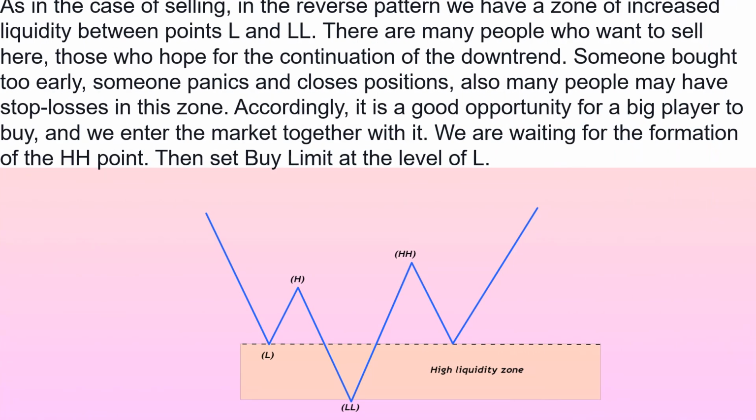As in the case of selling, in the reverse pattern we have a zone of increased liquidity between points L and LL. There are many people who want to sell here, those who hope for the continuation of the downtrend. Someone bought too early, someone panics and loses positions, also many people may have stop losses in this zone. Accordingly, it is a good opportunity for a big player to buy, and we enter the market together with it. We are waiting for the formation of the HH point. Then set buy limit at the level of L.